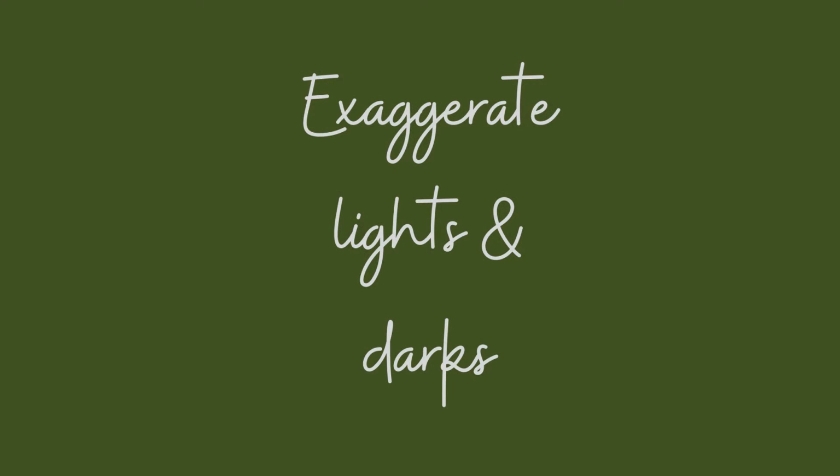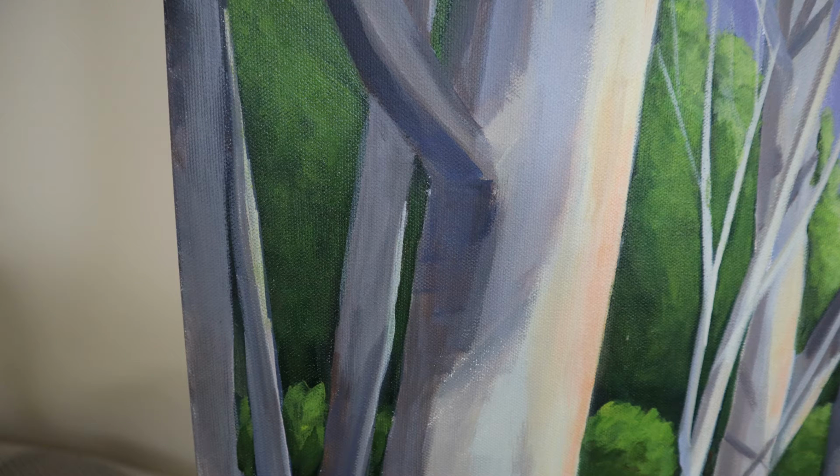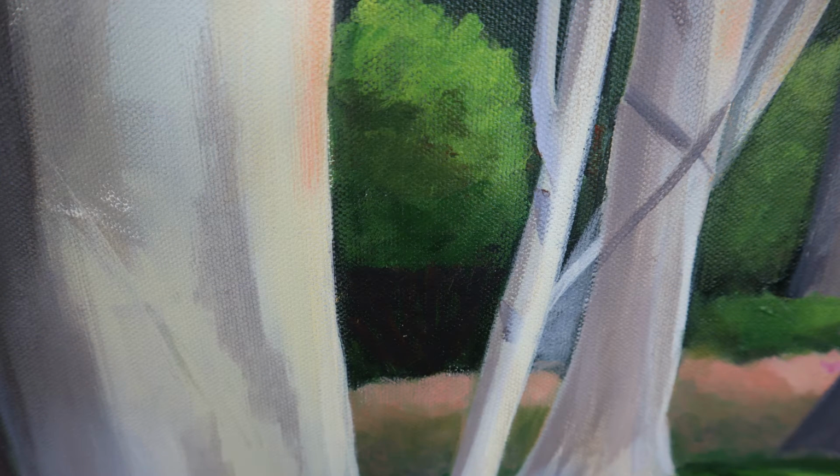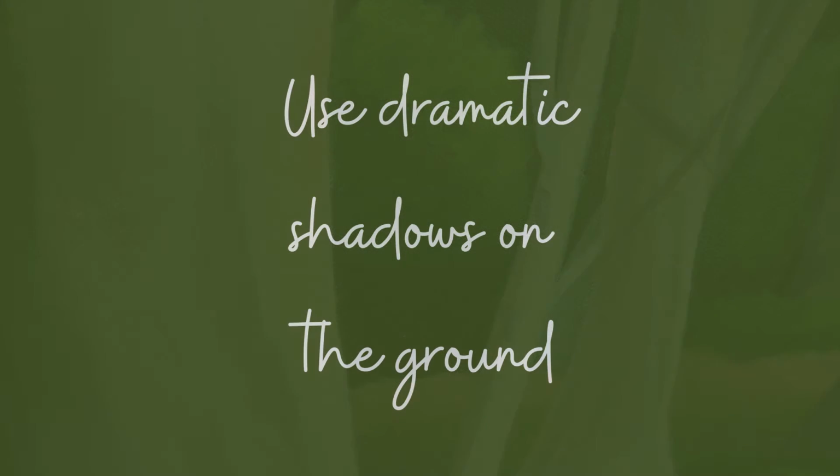The fourth thing you can do, and one of my favorite things to do, is to exaggerate the lights and the darks. Don't be afraid of getting things super dark and super light. I love this lime green grass right in front of these dark tree trunks and having that really strong contrast. Here we've got the black almost at the bottom of that shrub with the white trees next to it. Just makes a great, interesting place to pop in your painting.